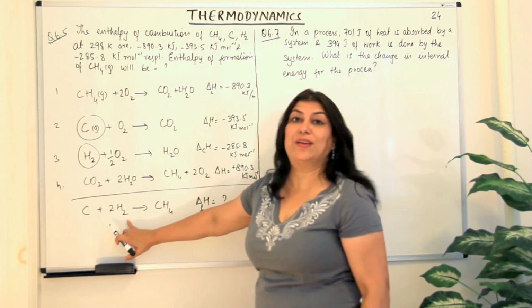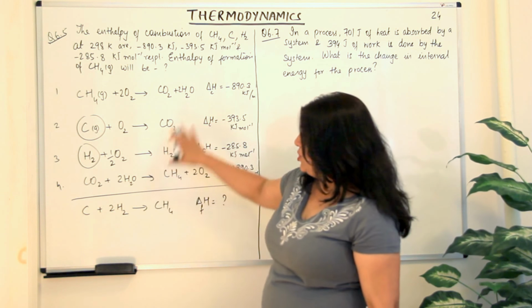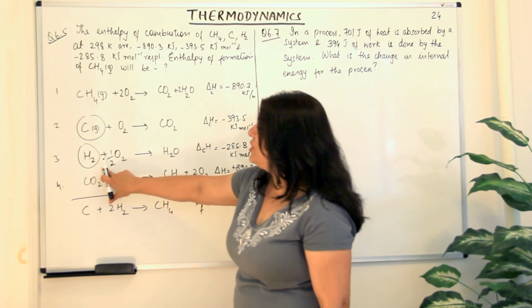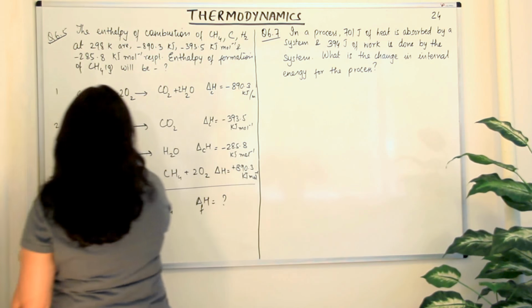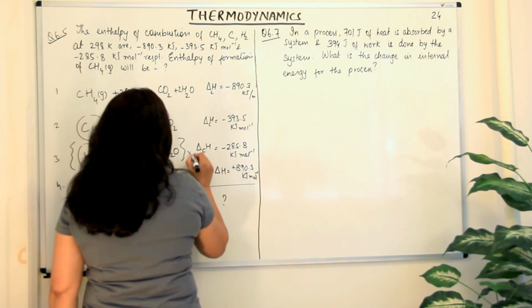We need 2 moles of hydrogen. And we have only 1 mole of hydrogen in the reactants. Do we have it in the products? No. So we need 2 moles of hydrogen. So this entire equation should be multiplied by 2.